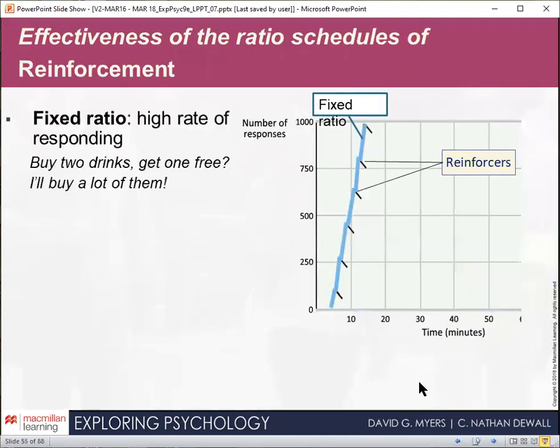Now let's look at fixed ratio. A fixed ratio has a high rate of responding. Buy 2 drinks, get 1 free. I'll buy a lot of them. So you can see, you know what you're going to get. If it's reinforcing to you, you'll buy it very consistently, a high rate of responding.